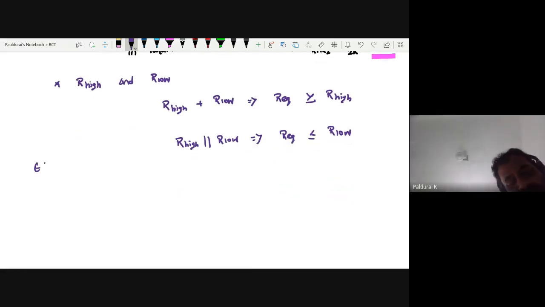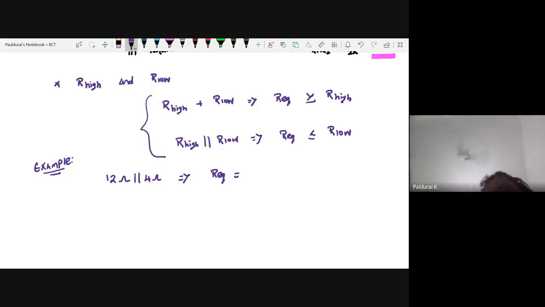So now take one example. Suppose we connect 12 ohm in parallel with 4 ohm. What is the R equivalent? Without calculating, what is our conclusion from the above observation? Don't use the formula and all. Now from this observation, what is our R equivalent? Okay, I'm telling some number. If you calculate for this 12 ohm and 4 ohm in parallel combination, you will get 6 ohm.